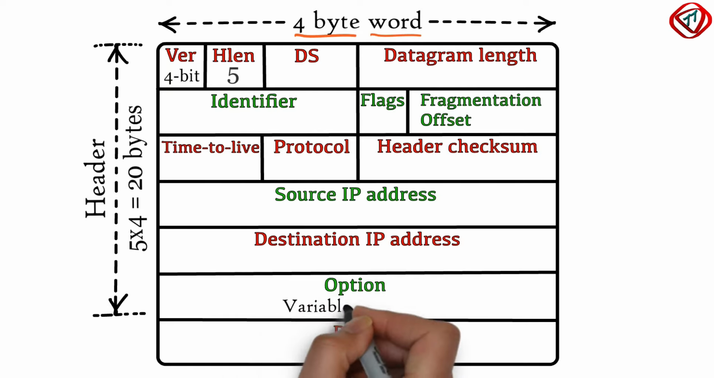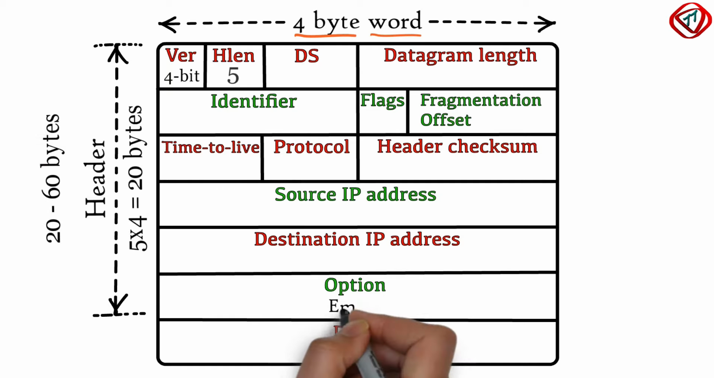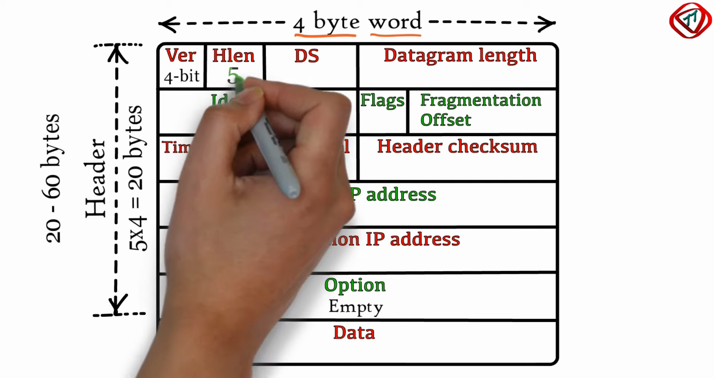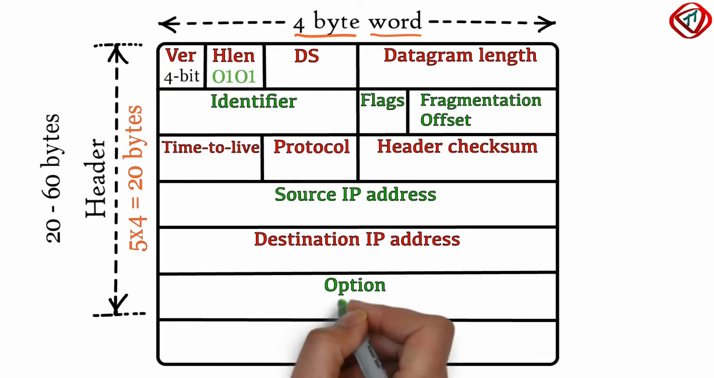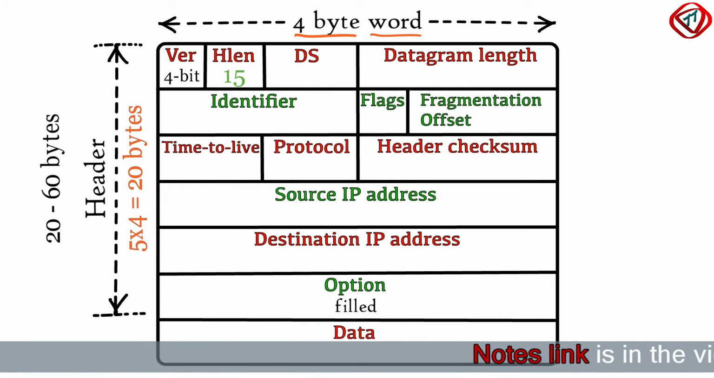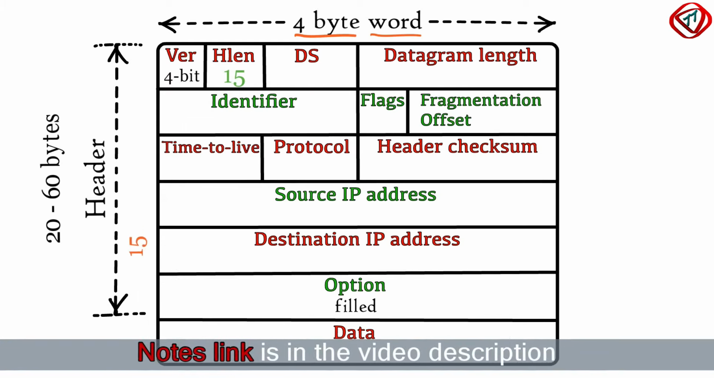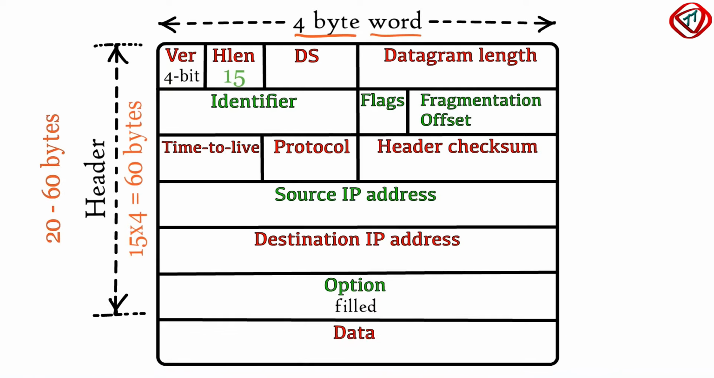The option field is variable in length. It makes the IPv4 header vary in length too, and it ranges from 20 bytes to 60 bytes. If the option field is empty, the value in the header length field is 5 or 0101, which makes the IPv4 header 20 bytes in length. If the option field is filled, the value in this field will be 1111 in binary or 15 in decimal format. It increases the header length to 15 into 4, that is 60 bytes. Therefore, the IPv4 header varies from 20 bytes to 60 bytes.